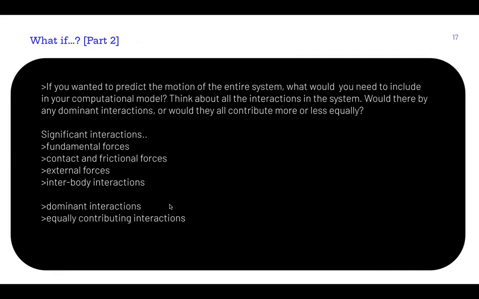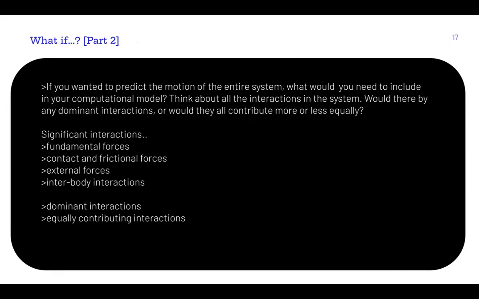Now, for the second question, to predict the motion of an entire system accurately, your computational model must account for every significant interaction between the constituent parts. This means including the fundamental forces, such as gravitational force, and the contact and frictional forces. For systems where components interact through collisions and direct contact, modeling elastic and inelastic collisions, friction, and deformation is essential. Then external influences such as environmental forces, air resistance, or boundary conditions should be included.